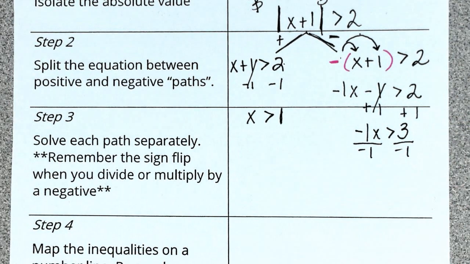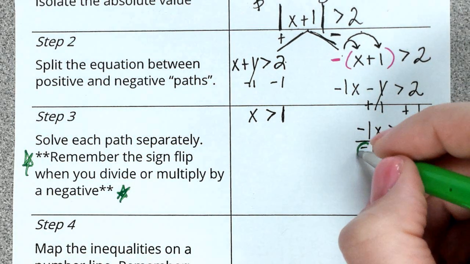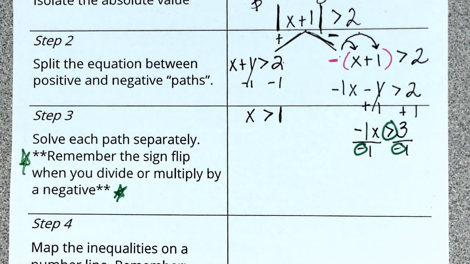Okay, I'm dividing by a negative in an inequality. Here's where that note comes in, right? If I'm dividing by a negative in an inequality, I have to flip the direction of the symbol. This is key. Our answer is going to be totally wrong if we don't do that right. Okay?